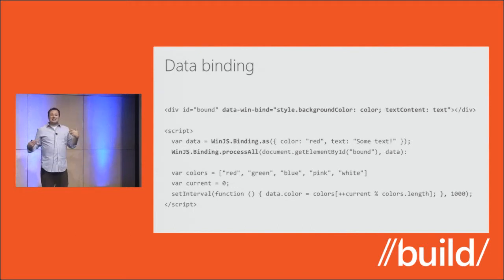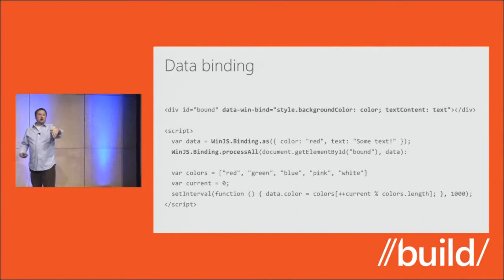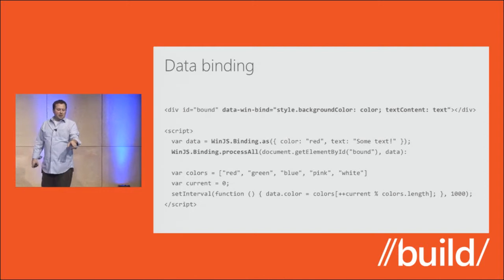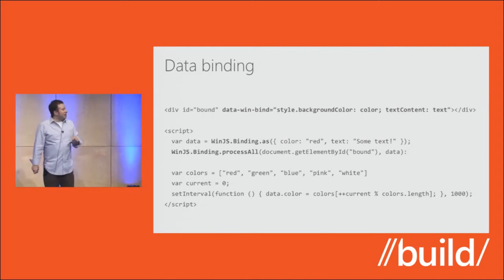Now you ask, where is that data coming from? Well, we go down to our script block, which obviously we wouldn't put in a script block. We put in a JS file, right? Of course. And here you can see we have a data object.